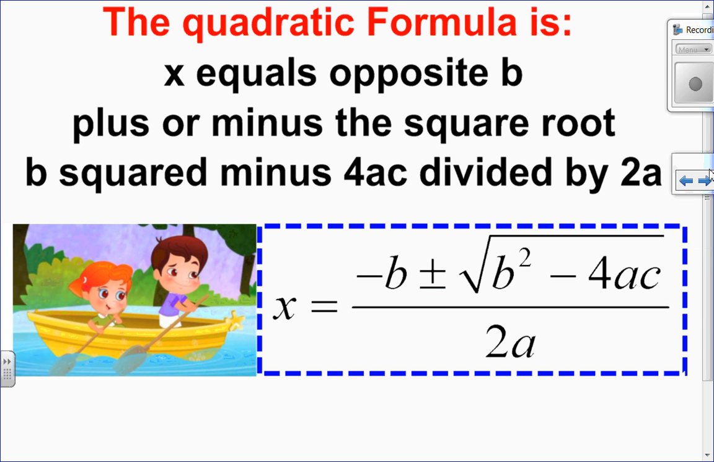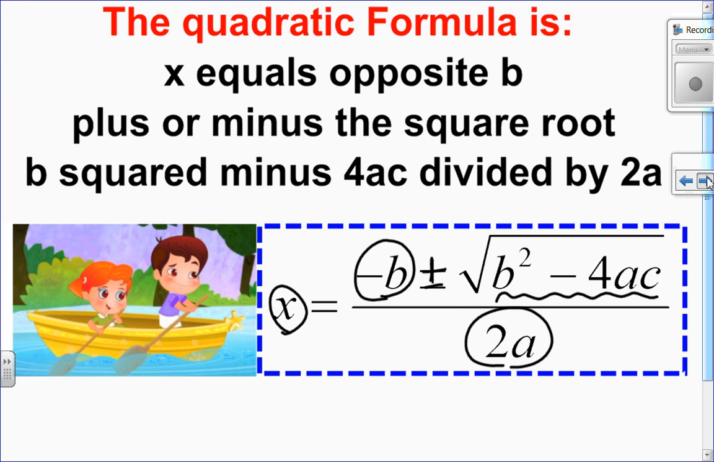So when I learned the quadratic formula, we weren't given formula sheets, we had to memorize it, and I learned it to the tune of Row, Row, Row Your Boat. I'm going to spare you my singing voice, but here's how it went. It was x equals opposite b plus or minus the square root, b squared minus 4ac, divided by 2a. And it was just that simple.